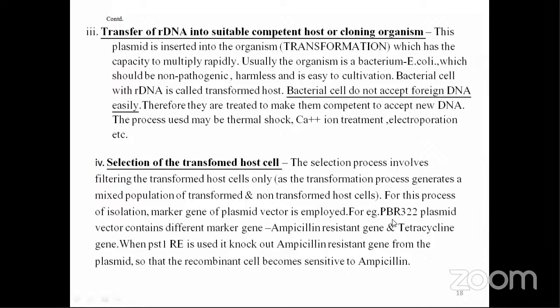For this process of isolation, a marker gene of the plasmid vector is employed. The marker gene, like the pBR322 plasmid vector, contains different marker genes. Okay, the ampicillin resistant gene is there and the tetracycline gene is there. When this vector marker gene is used, it knocks out the ampicillin resistant genes, so that the recombinant cell becomes sensitive to ampicillin, and this way they separate the desired genes. Okay, this was the selection of the transformed host cell.